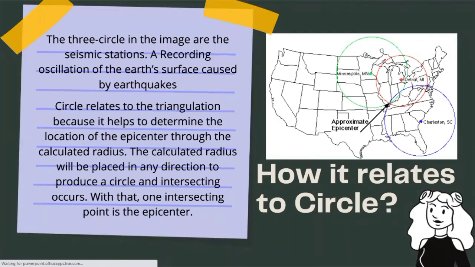The three circles in the image are the seismic stations, recording oscillations of the Earth's surface caused by earthquakes. Circles relate to triangulation because they help to determine the location of the epicenter through the calculated radius. The calculated radius will be placed in any direction to produce circles and intersecting courses. With that, the one intersecting point is the epicenter.